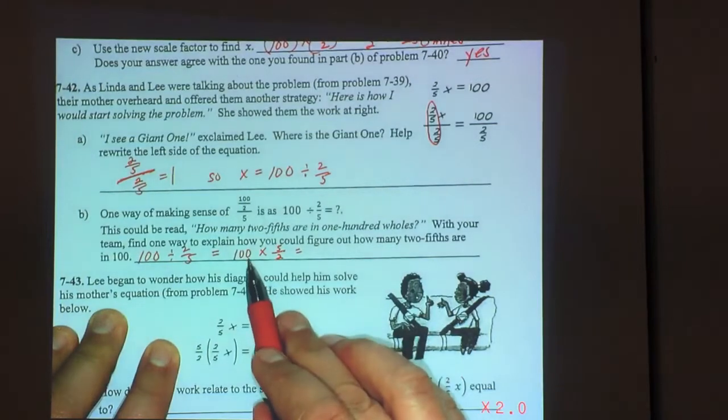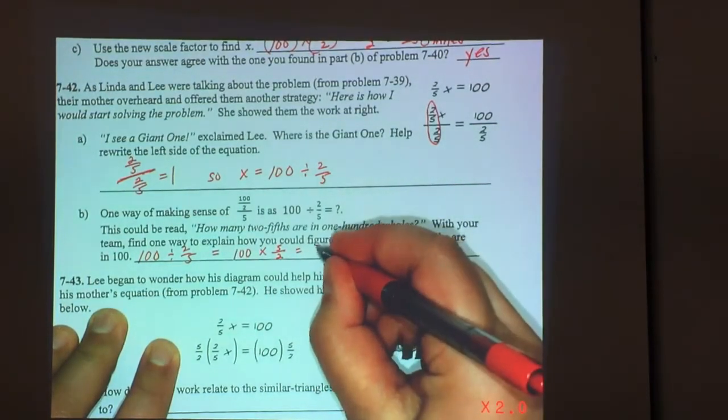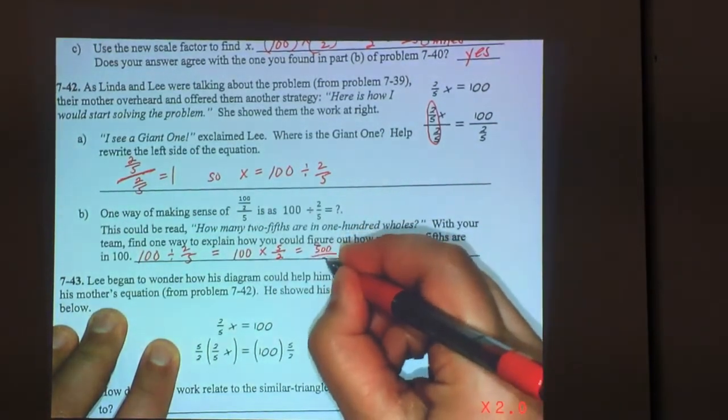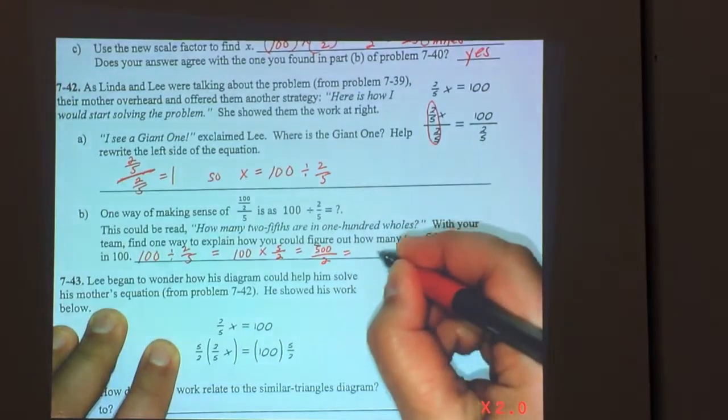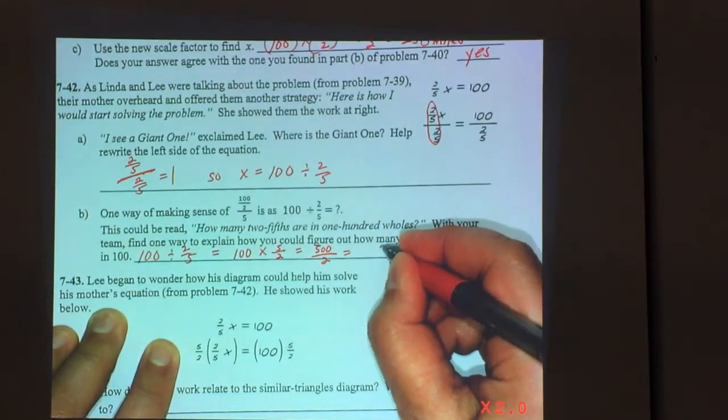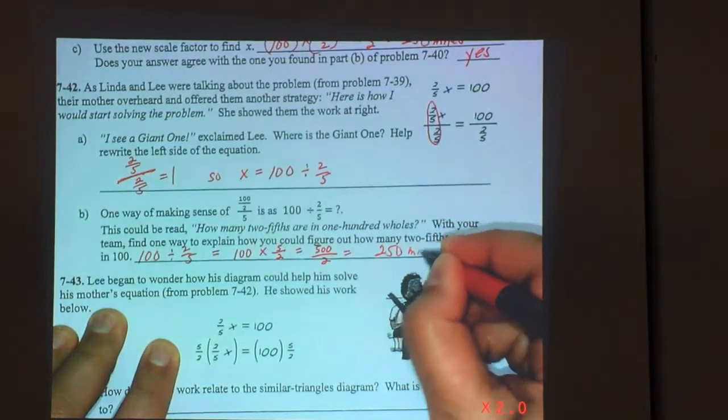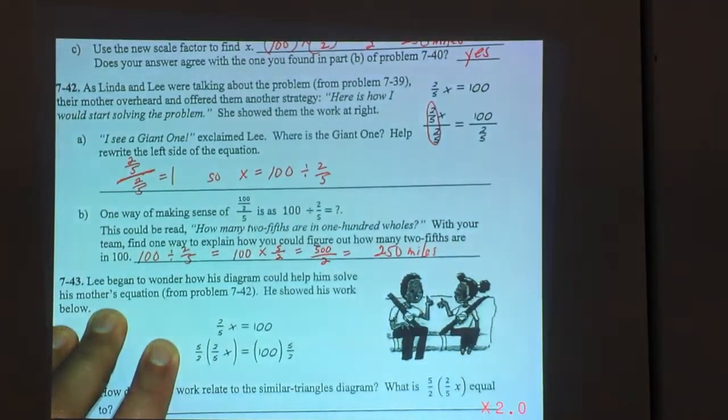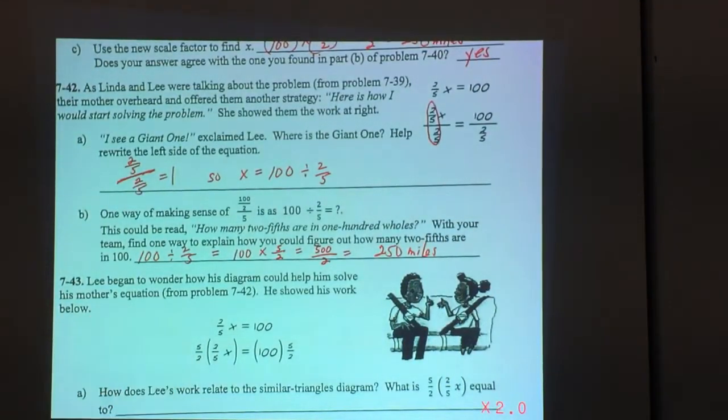Okay, so then, again, what is 100 times 5? 500. Divided by 2 is 250 miles. I feel like we keep solving the same problem over and over again.